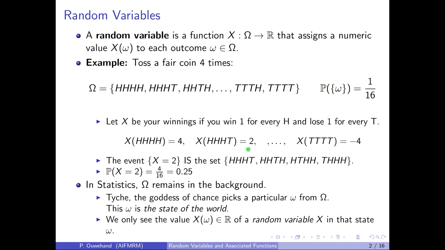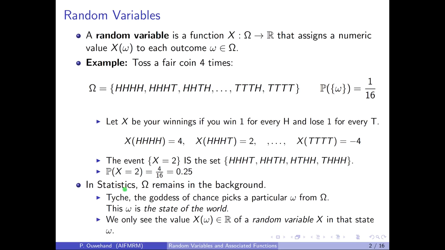Recall that events are subsets of the sample space. In other words, events are sets. The event that your winnings are equal to 2 is the set consisting of all the outcomes where you have 3 heads and 1 tails. In this particular case, there are 4 outcomes in this set, and so the probability that X is equal to 2 is 4 out of a total of 16 outcomes, and that is 0.25. Similarly, the probability that X is equal to 4 is 1 over 16.